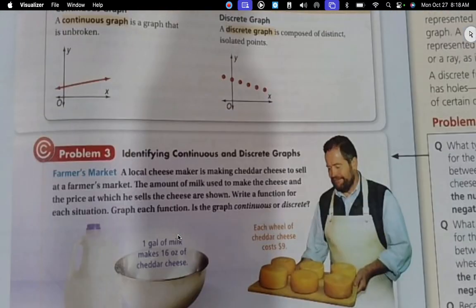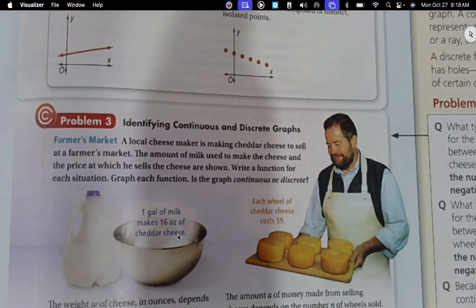So the first question says, a local cheesemaker is making cheddar cheese to sell at a farm. The amount of milk used to make the cheese and the price for which he sells it are shown. Write a function for each situation. Is it continuous or discrete? So it says a gallon of milk makes 16 ounces of cheese. Okay, 1 gallon of milk makes 16 ounces of cheese.